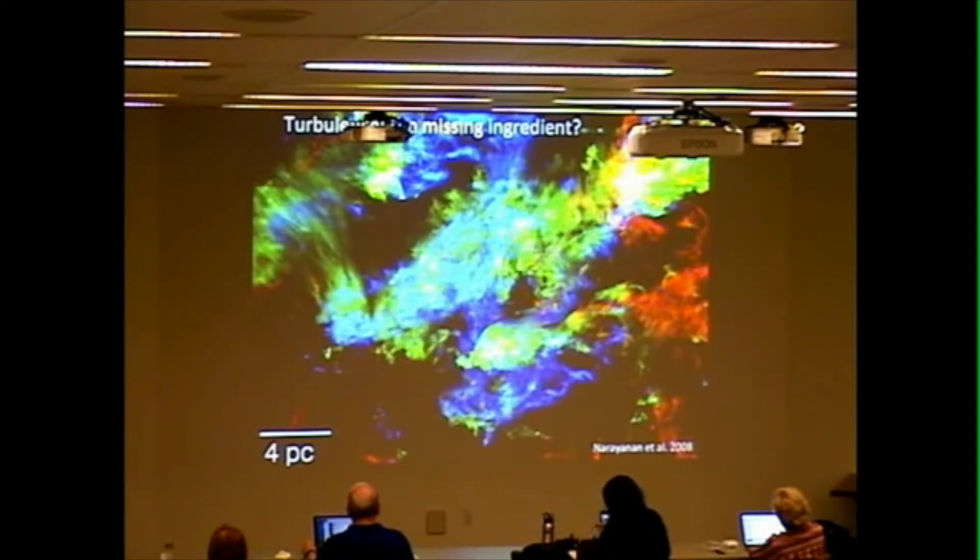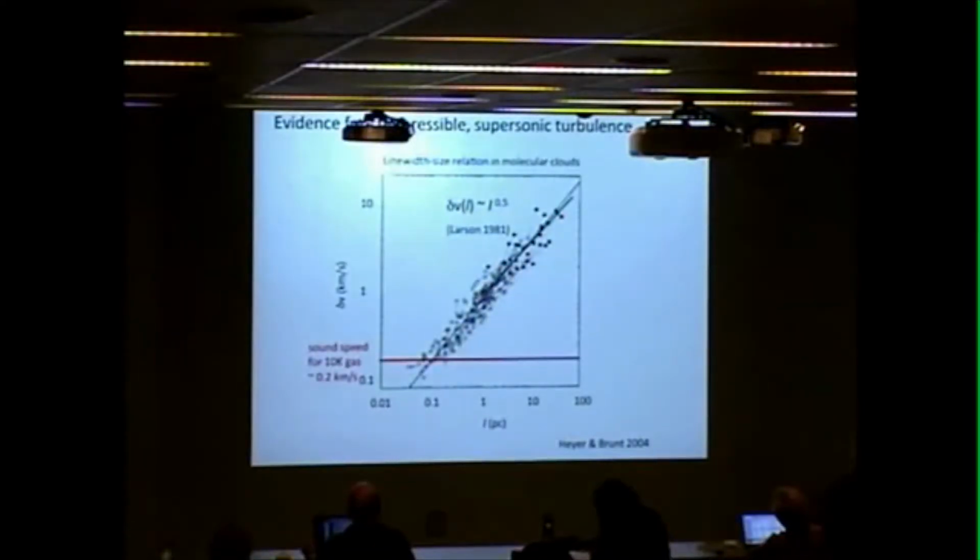And what you see, that's the scale here, and what you see is a big mess. You see turbulence. There's no doubt about it. And so the evidence that the interstellar medium and molecular clouds are supersonically turbulent has been known for a while.